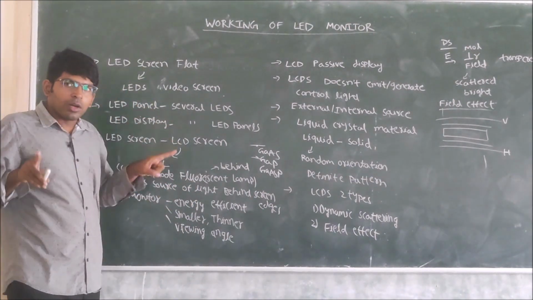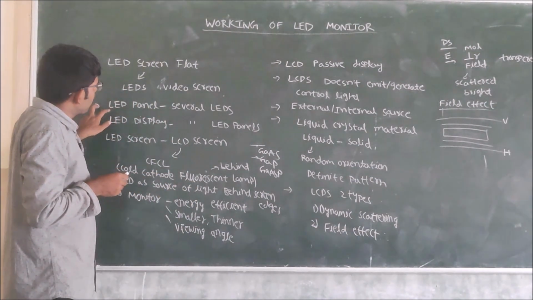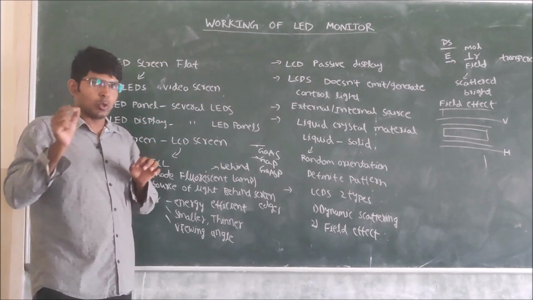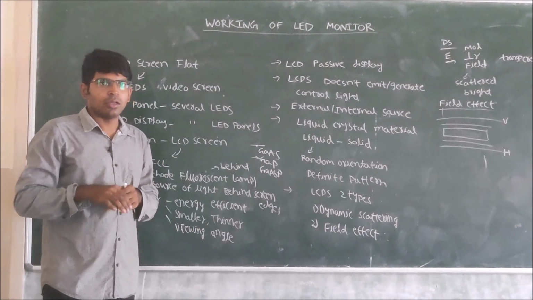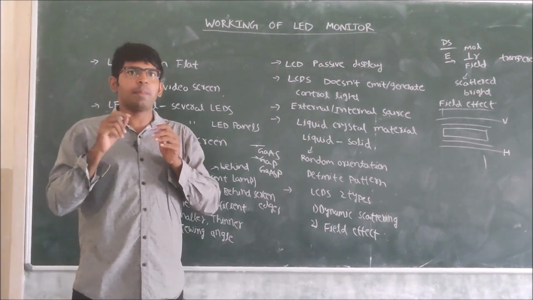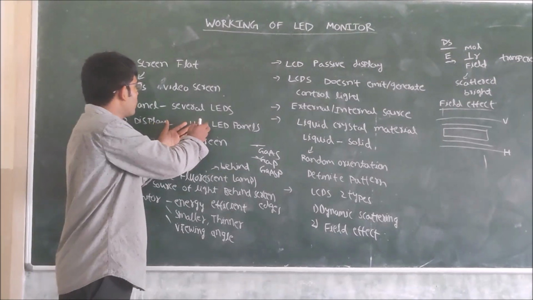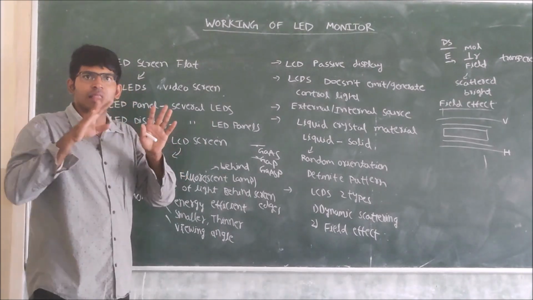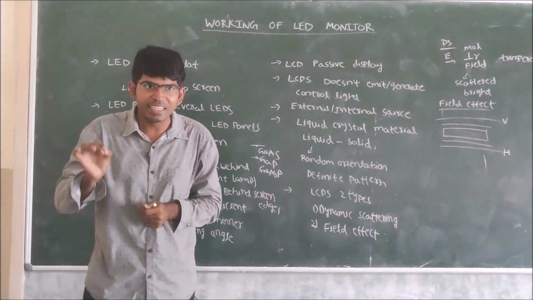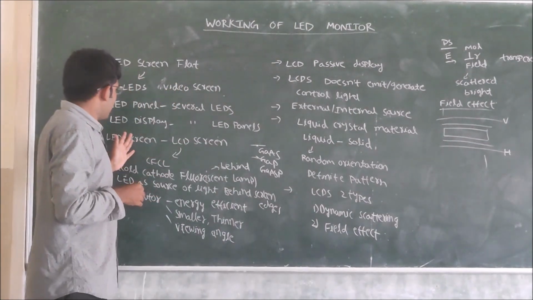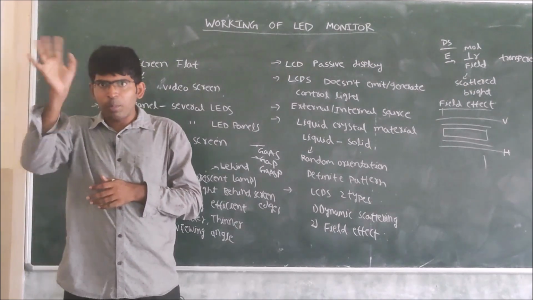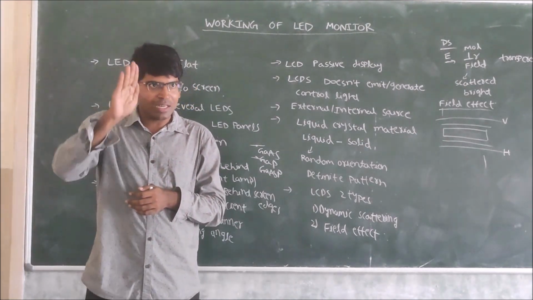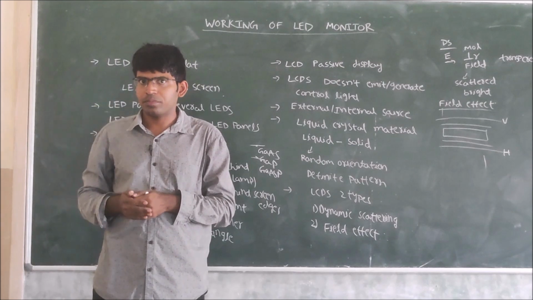How are we preparing this LED monitor? Several LEDs we use, and we call that an LED panel. A group of LEDs makes an LED panel. A group of these LED panels will make an LED display. Here, LED screen means we do not have any particular LED type of screen. We are actually using an LCD screen.